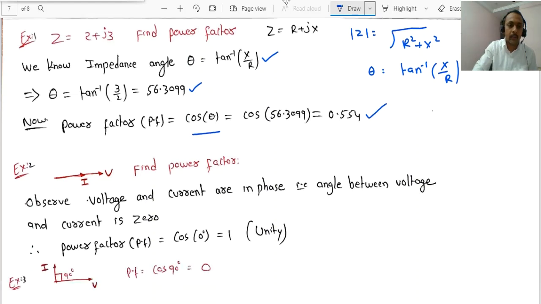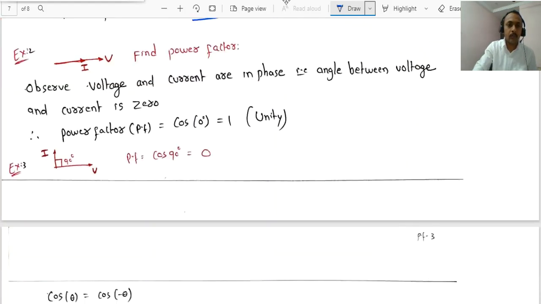Now let me see one more example. Observe, for this phasor, what is the power factor? Very important: is there any angle difference between the voltage and current? Both are in phase. So the angle between them is 0.